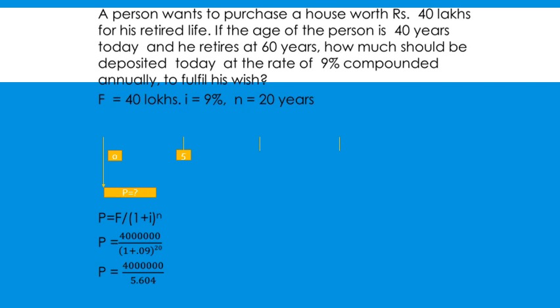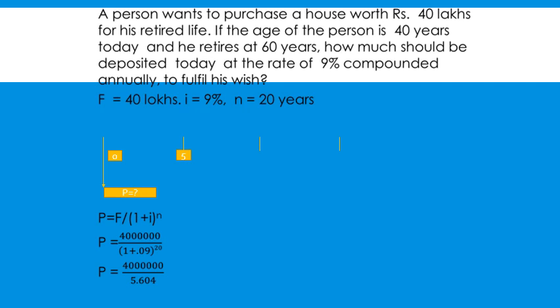Let us discuss the next problem. A person wants to purchase a house worth rupees 40 lakhs for his retired life. If the age of the person is 40 years now and he retires obviously at 60 years, how much should be deposited today at the rate of 9% compounded annually to fulfill his wish?